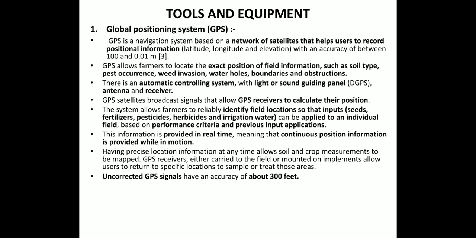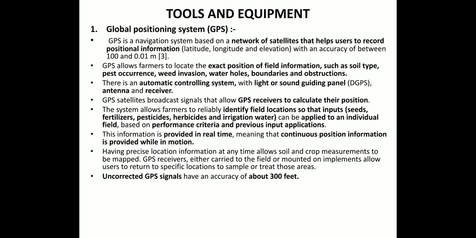GPS is an automatic controlling system with a light or sound guiding panel, that is DGPS, differential global positioning system, where an antenna and receiver are used. With the help of the receiver, the GPS can collect information within the field with accurate time and position or location. Then the system allows farmers to reliably identify the field locations, so that inputs like seed, fertilizer, pesticide, irrigation or herbicides can be applied in individual fields based on the performance of the inputs, the crops.